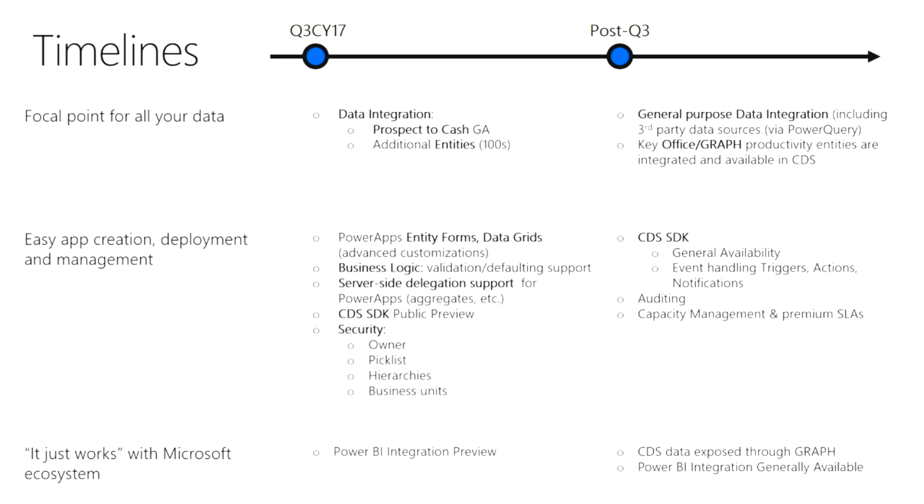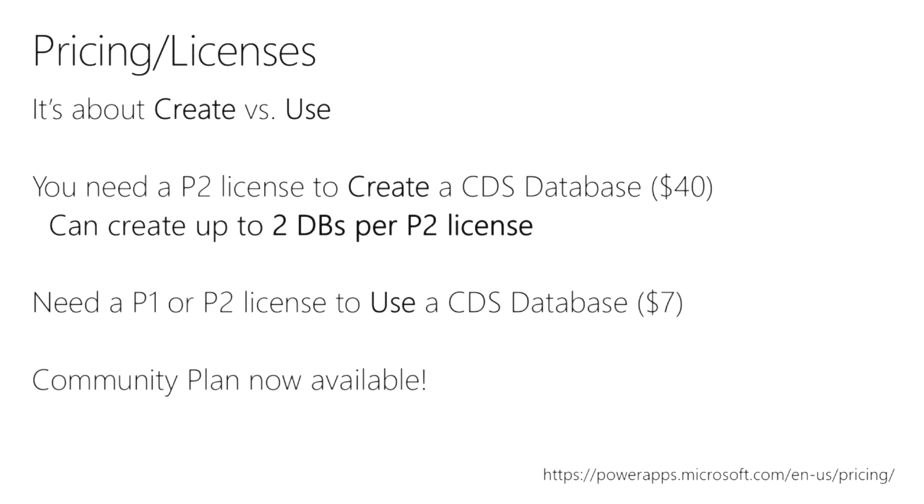And finally, it just works with the rest of Microsoft. What you saw with Power BI integration, that's in preview right now. We're looking to GA probably in the next quarter. Functionally, it's fully there. It's COGS optimizations from our point of view. So if you're interested, on that note, it will GA in post Q3. And as I mentioned before, CDS data being exposed to the Graph is a target for us.